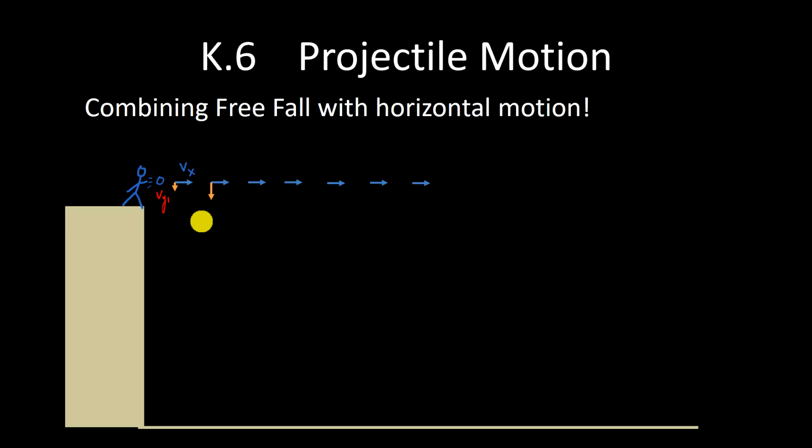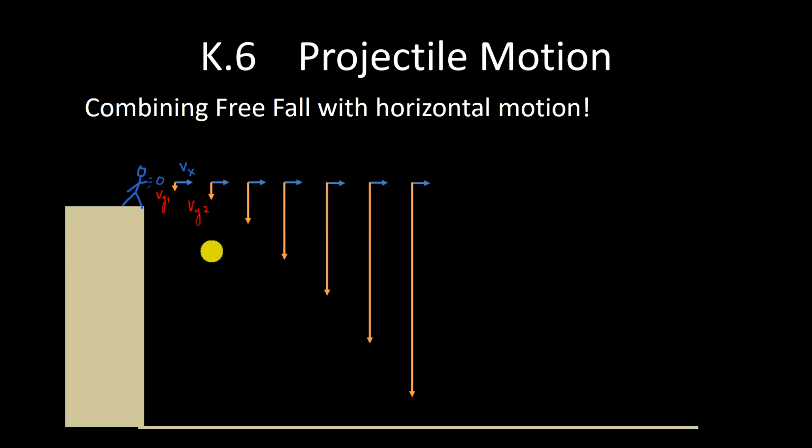Some other time later, remember, gravity is an acceleration, which means it causes velocity to change, increasing in the downward direction. Here's the velocity in the y direction another moment later. And another moment, and another moment. You get the idea. As the ball is moving to the right, gravity causes it to accelerate, which means it gets a larger and larger downward velocity.